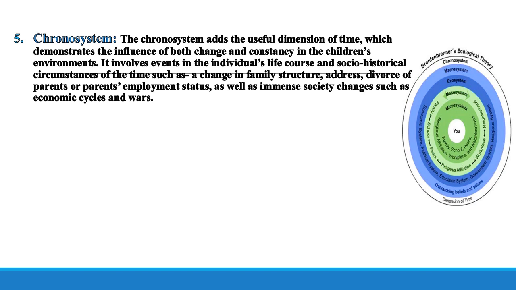Change in the family structure, that means if there is death in the family, and even if there is birth in the family, then also the family structure changes. Yes, if someone is married, of course a new member comes in the family, then also the family structure changes. Yes, that is why the chronosystem adds the dimension of time. Okay, and this demonstrates the influence of both change and constancy in the children's environments. All right.